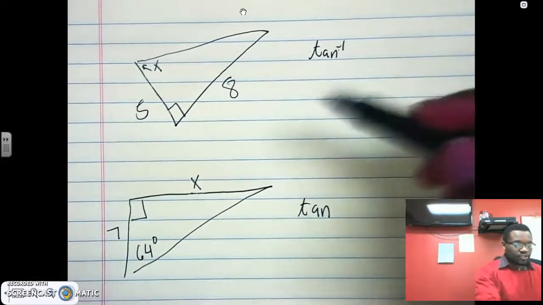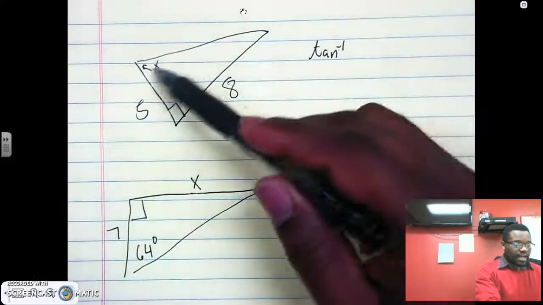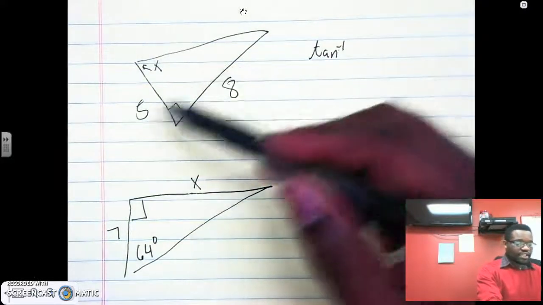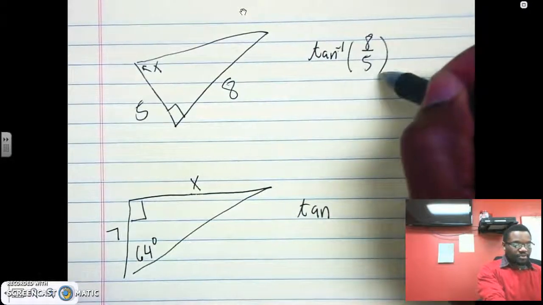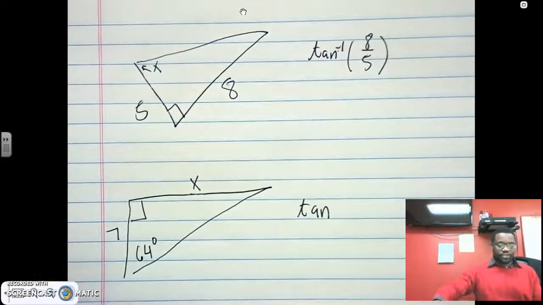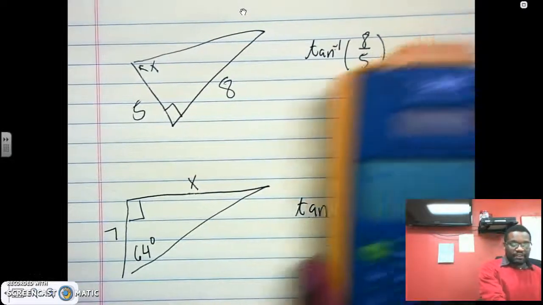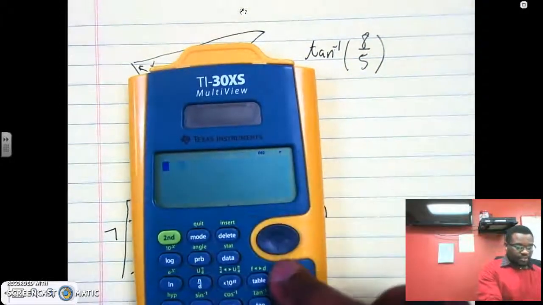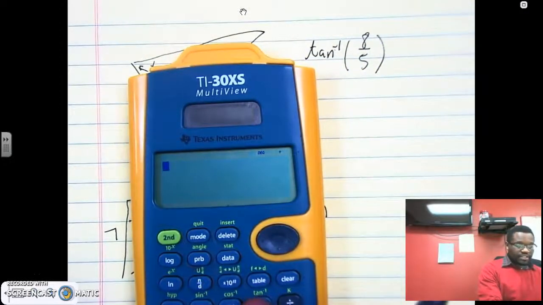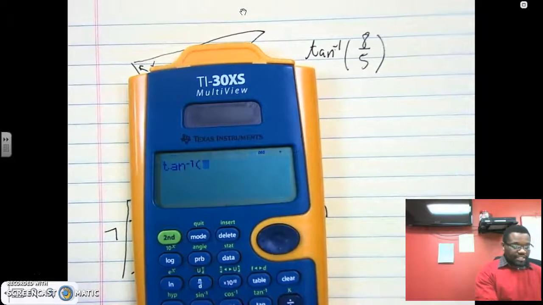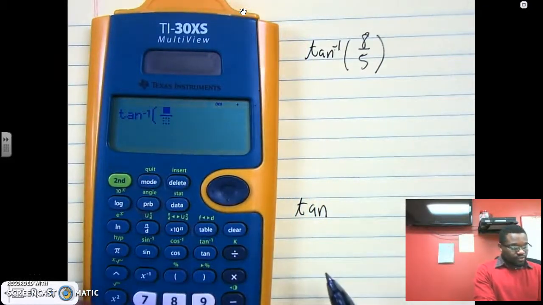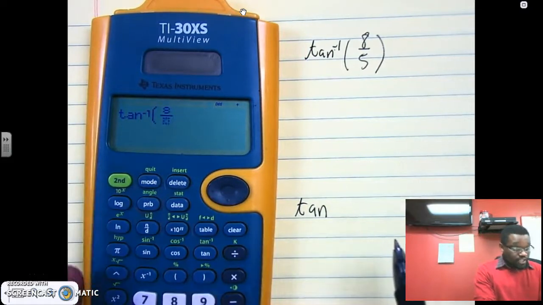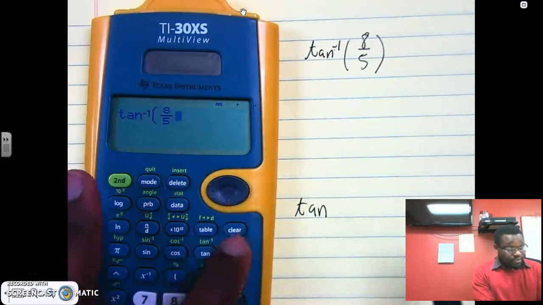So here, you still set up the ratio. It's opposite over adjacent. So this would be 8 over 5. I'll put it in parentheses because that's what your calculator is going to do. So if I go to my calculator and I push inverse tangent, right? Second and then that tangent. And then I can use the fraction button if I wanted to, or I could just use divide.